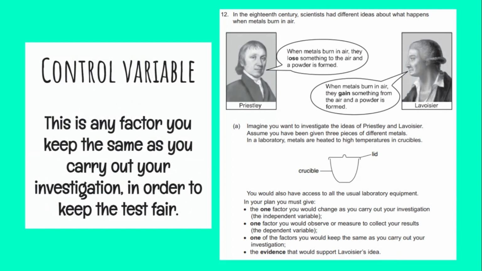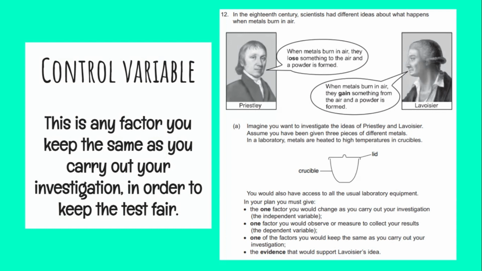Now, there are going to be some control variables that you do need to have in place. It's any factor you keep the same as you carry out your investigation in order to keep the test fair. So, it would not make sense to heat one of the metals for a longer period of time over a very strong Bunsen burner flame, while on the other hand, you heat very briefly a different metal at a lower temperature for a shorter period of time.